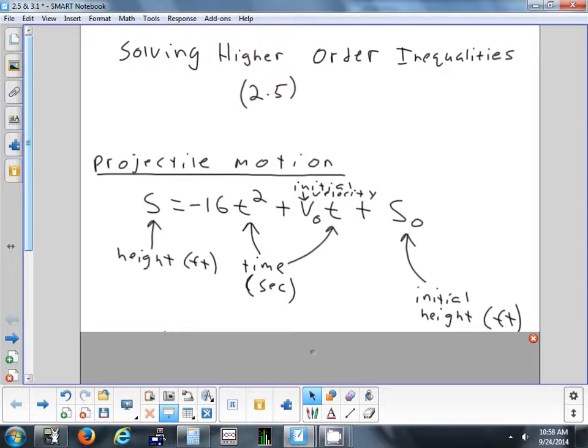Okay, so t is time, v sub 0 is your initial speed that you throw it at, and s sub 0 is your initial height. If the problem says an object is thrown from ground level, that means the initial height is 0. So if you see ground level, there's no initial height. Most of the time when you throw something, there is an initial height. It's how high the object is off the ground when you release it from your hand.